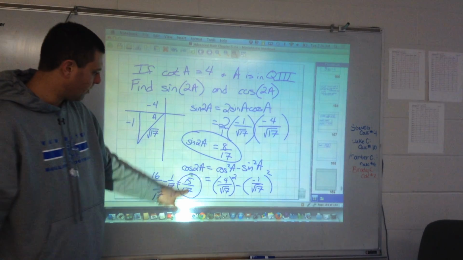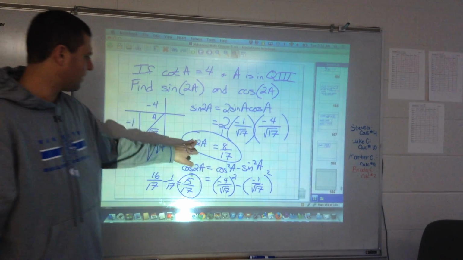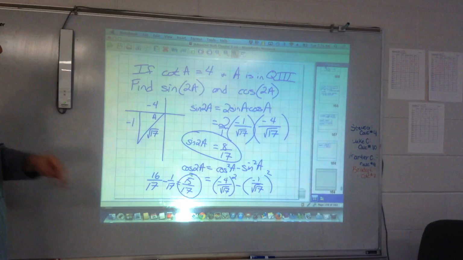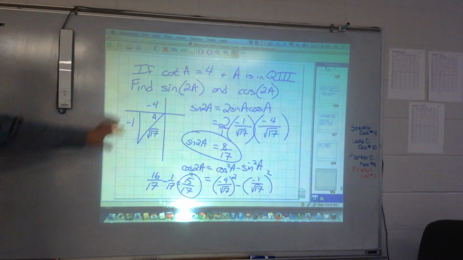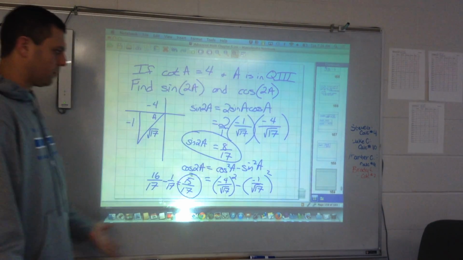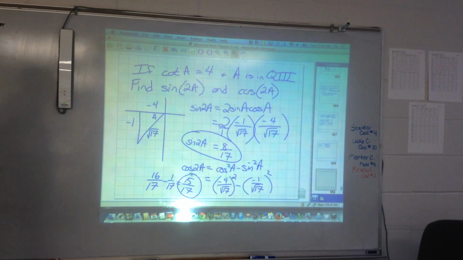So the cosine of the double angle equals 15/17, the sine of the double angle would equal 8/17, and you never even had to figure out what the angle was. You can just use the double angle identities to help you get there. So that's kind of the idea how double angles will work for you with your homework.